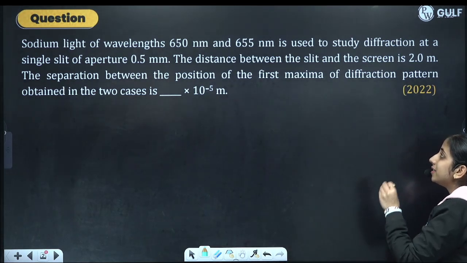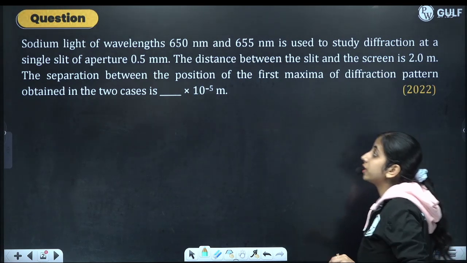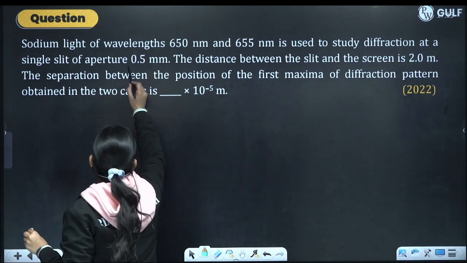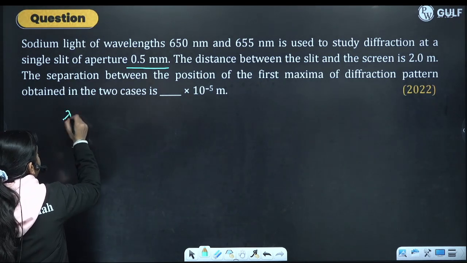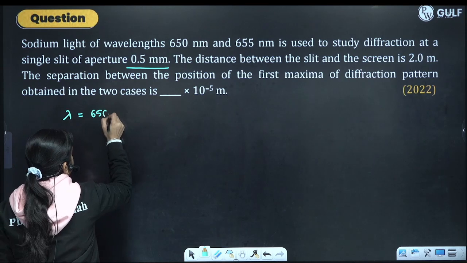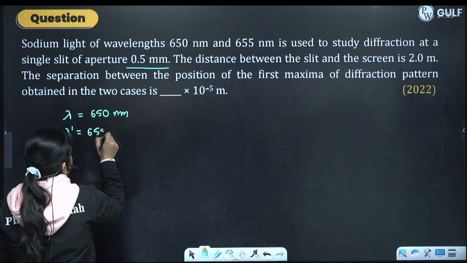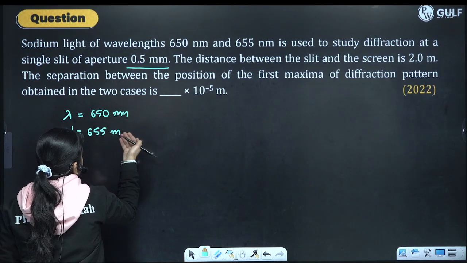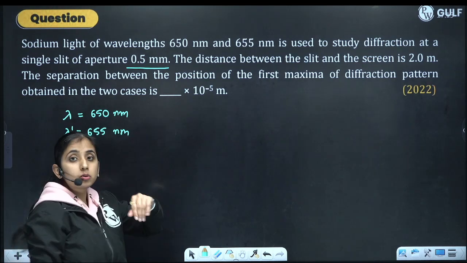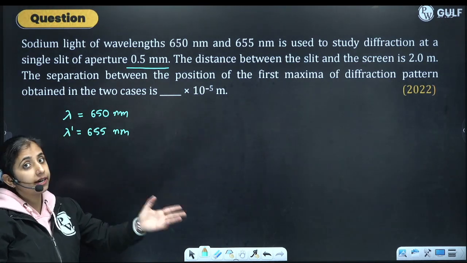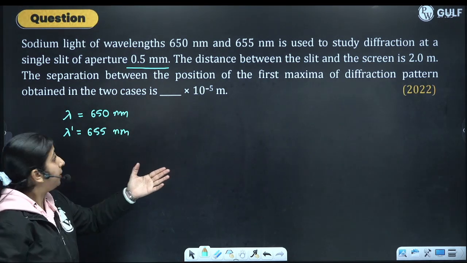Sodium light of wavelength 650 nanometer and 655 nanometer is used to study diffraction at a single slit of aperture 0.5 mm. We are using two different wavelengths. One is lambda 650 nanometers and the other one is lambda prime 655 nanometers. Now, two wavelengths are used. The first one will have maxima at different points, the second will have maxima at different points. The distance between the slit and screen is 2 meters.